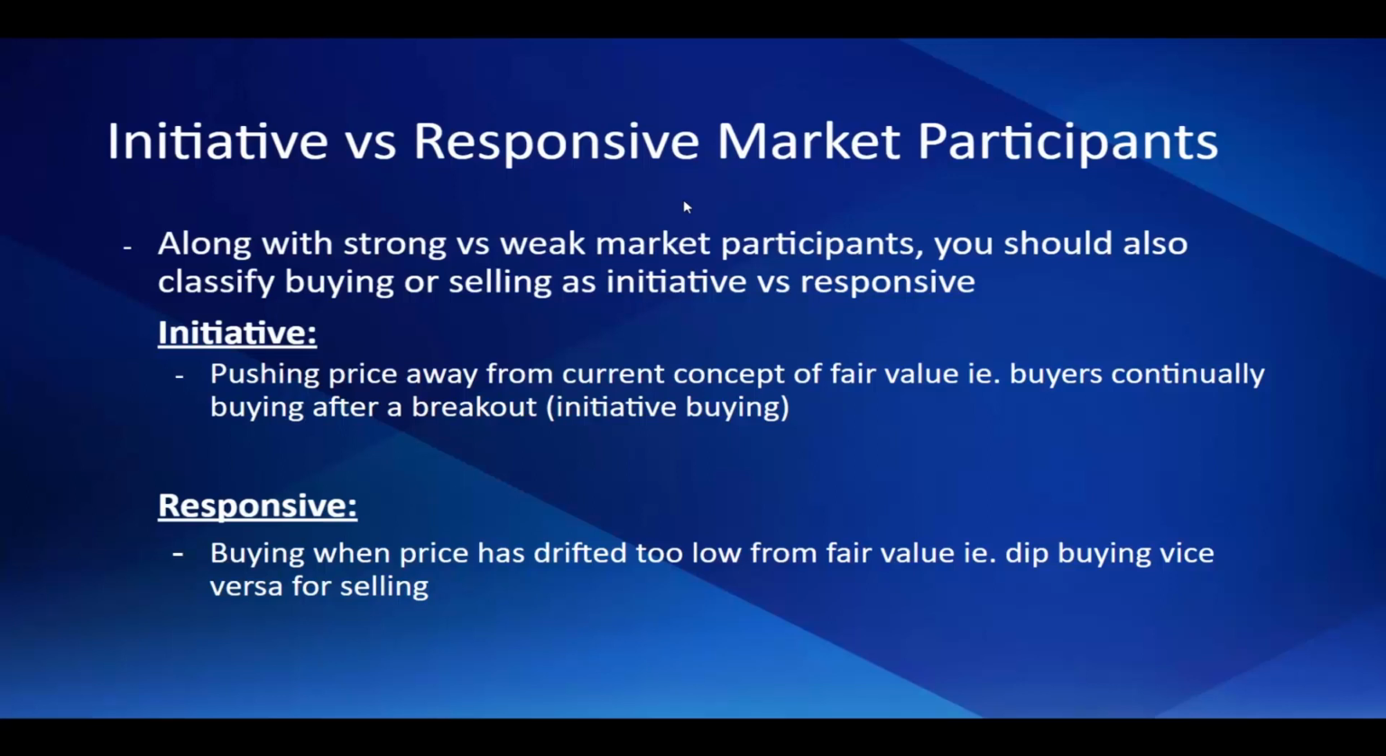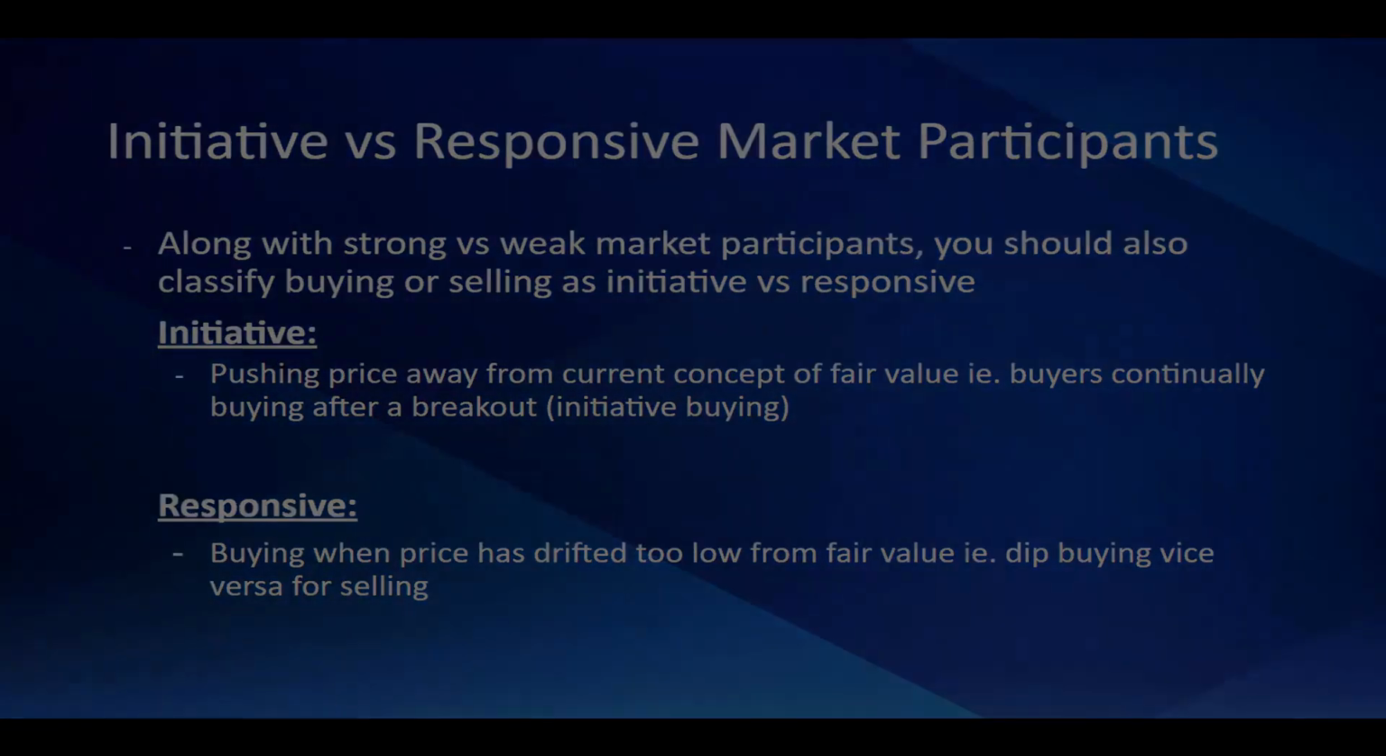This is when price gets pushed away from a current concept of fair value, and buyers continually step up and buy if we're breaking out to the upside, or sellers will continually step in and sell if we're breaking out to the downside. So essentially what we're looking for with a breakout strategy is we're looking to see strong initiative market participants move price from balance to imbalance. It's basically the beginning of a trending move, moving from bracketing to trending.